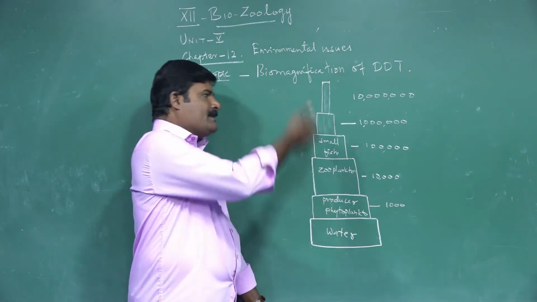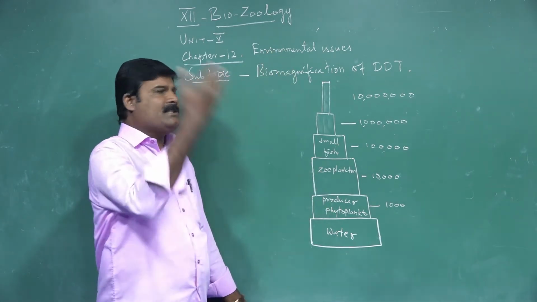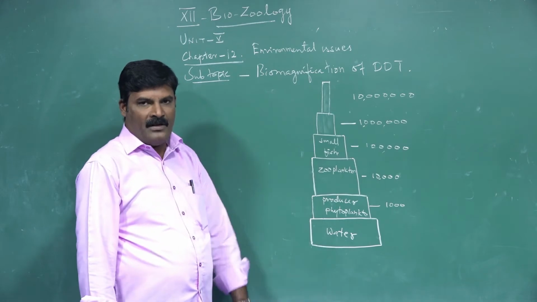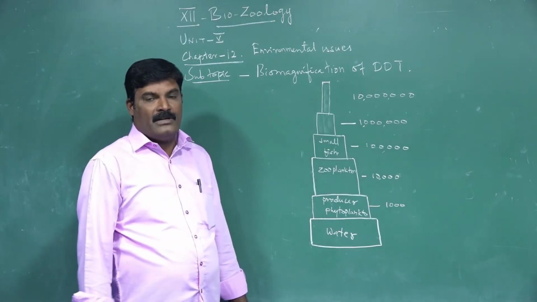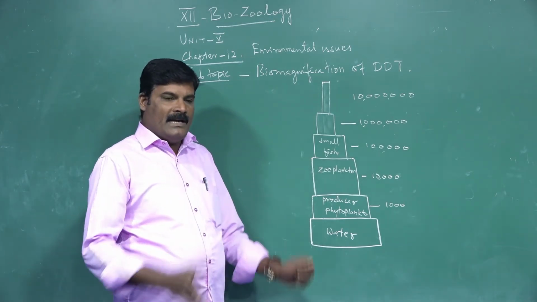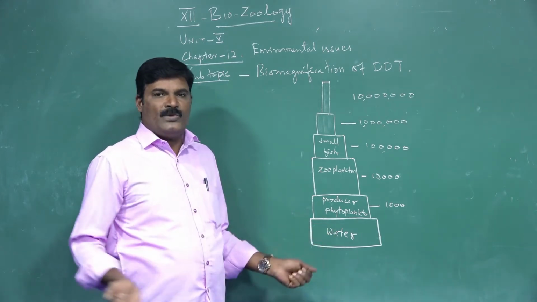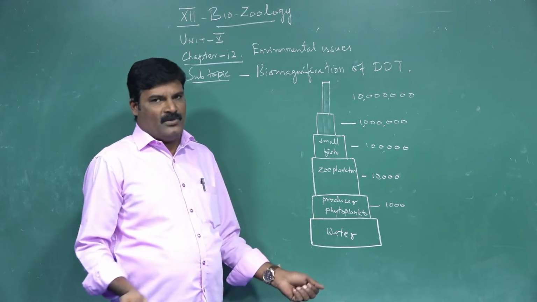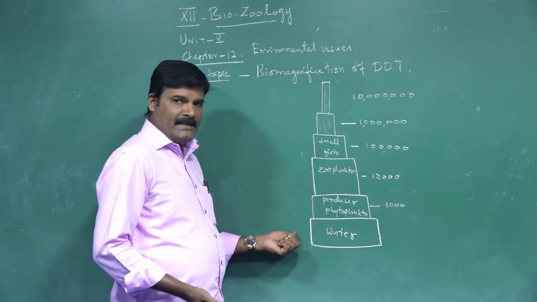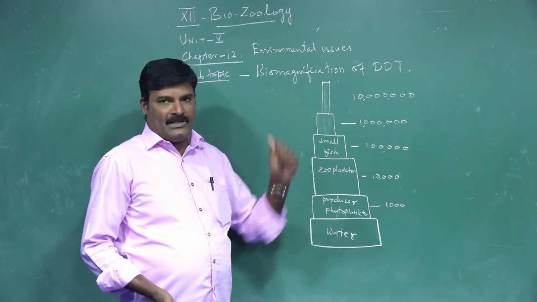When the trophic levels increase, the concentration of DDT also increases. What does that increased concentration of DDT do? It directly destroys the trophic levels of the food chain, destroying and damaging the ecosystem. So this is one example of the biomagnification of DDT.